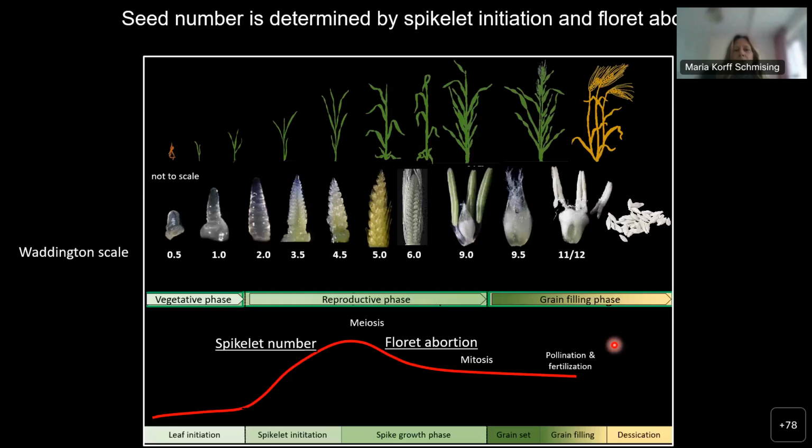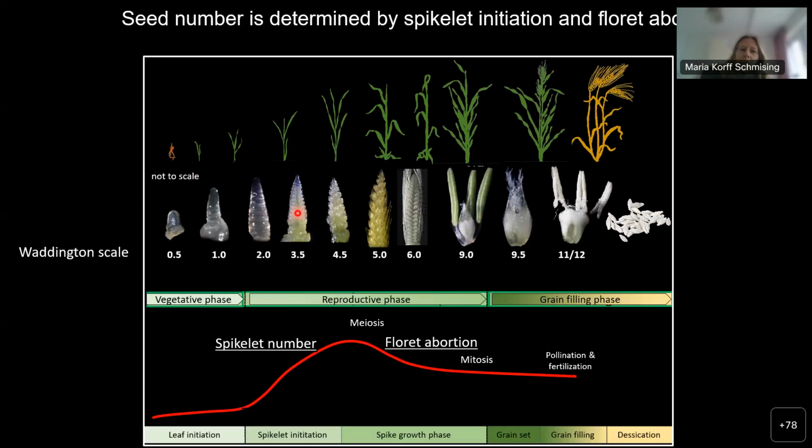And for this, what we have to do is dissect the plant as it develops to then score the development of the main shoot apex, which we can do by using the Waddington scale, which really scores the development of the carpel of the most advanced floret on the spike, which is typically here in the middle, in the central part of the spike.